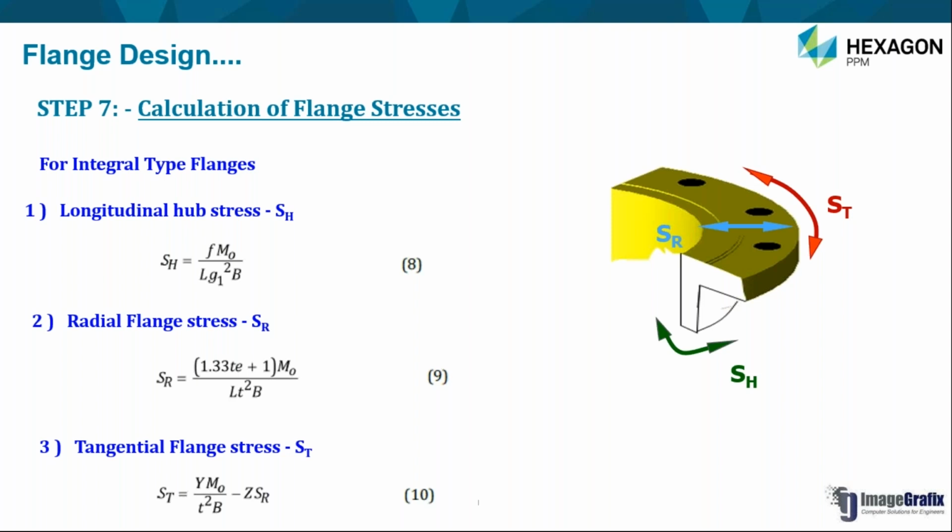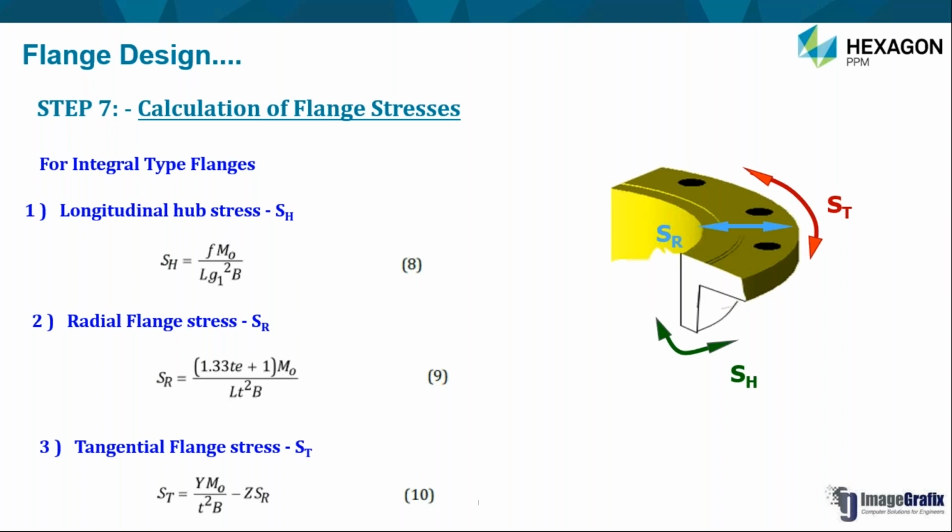And the final stresses are the tangential stresses. If you observe the formula, it is (Y M0 upon T square B) minus Z into SR, where M0 is your overall moment, T is your flange thickness, B is your flange ID, Y and Z are factors which depend on the flange geometry, and SR is your radial stress. In the case of tangential flange stress, some portion is already covered in the radial flange stress, so we only have to subtract that stress to calculate the tangential flange stress.